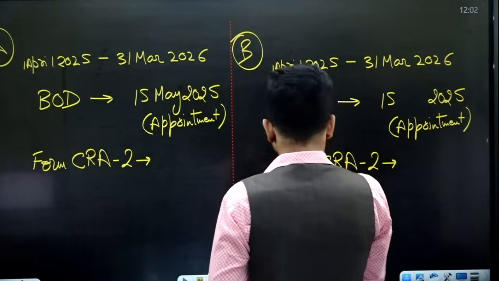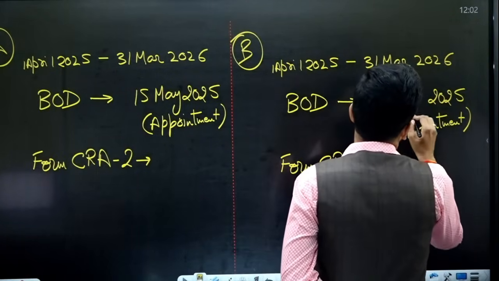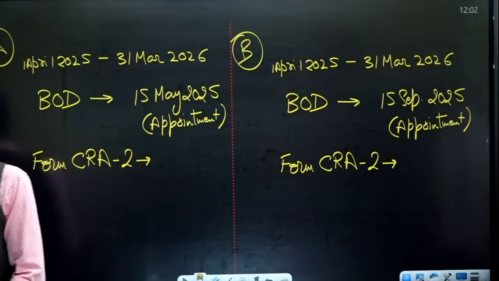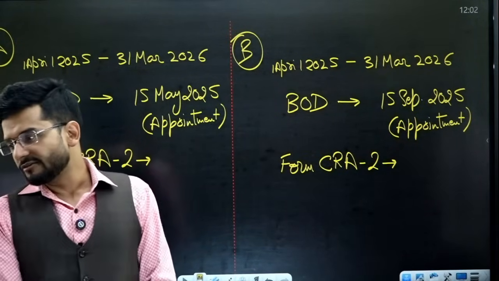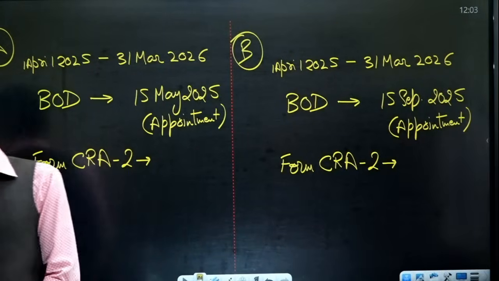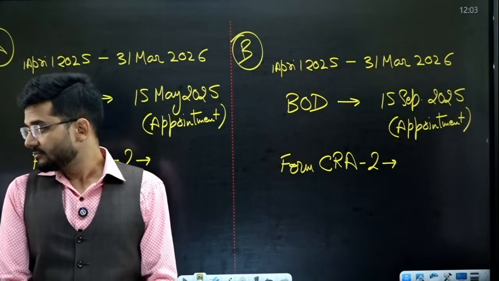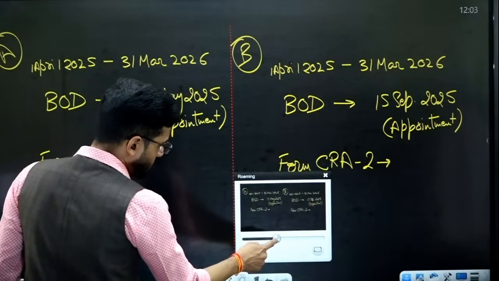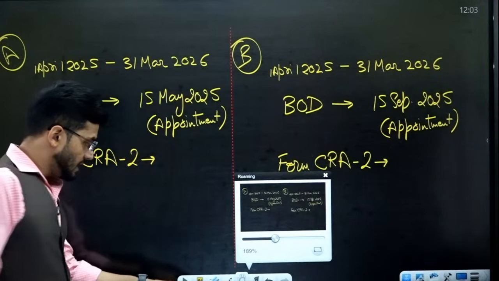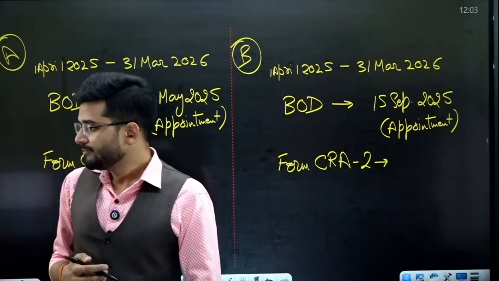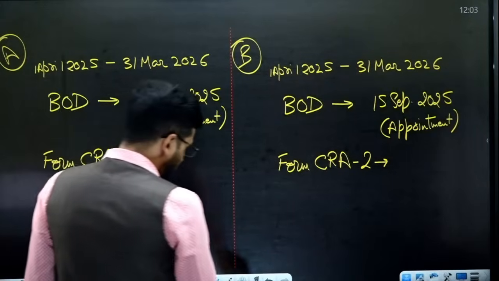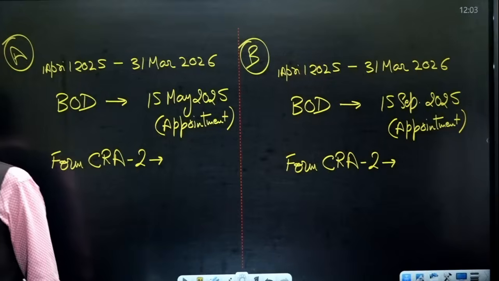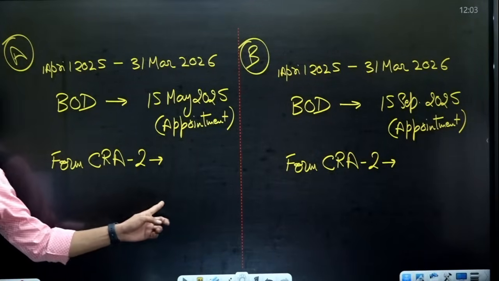Situation number 2. The board of directors meeting has happened on 15th September 2025. The board of directors have appointed the cost auditor on 15th September 2025. Within 27th September, he must be appointed. Very good. But you tell me, in these two scenarios, when should CRA 2 be filed with the central government? What will be the last date of filing CRA 2? That's what I want to know from each one of you.